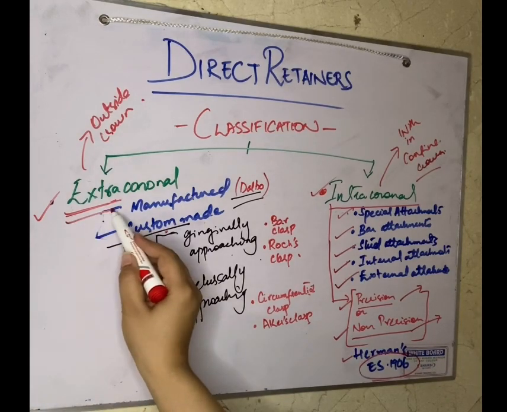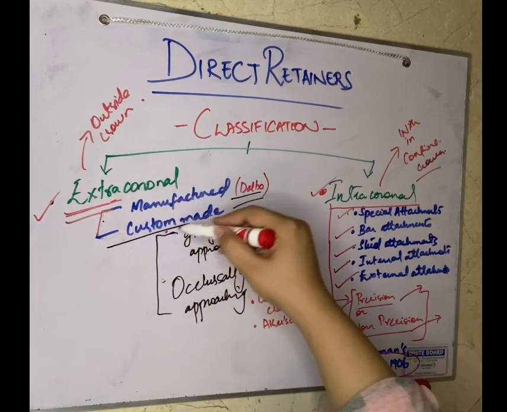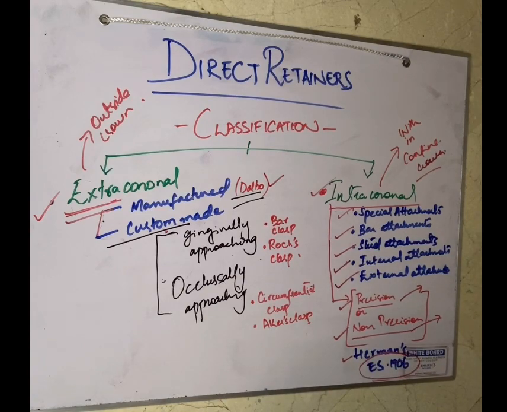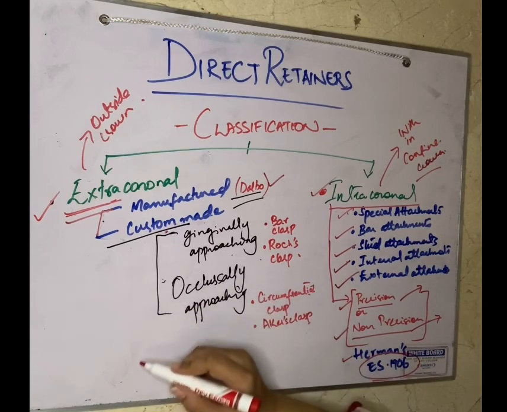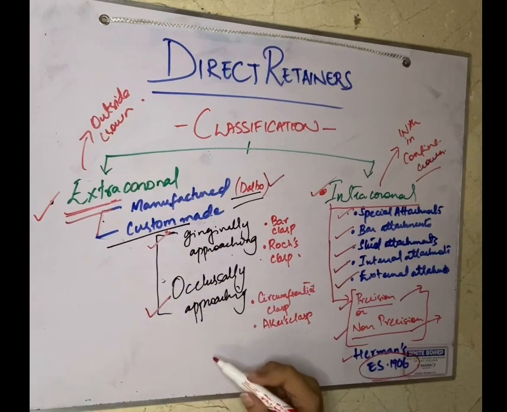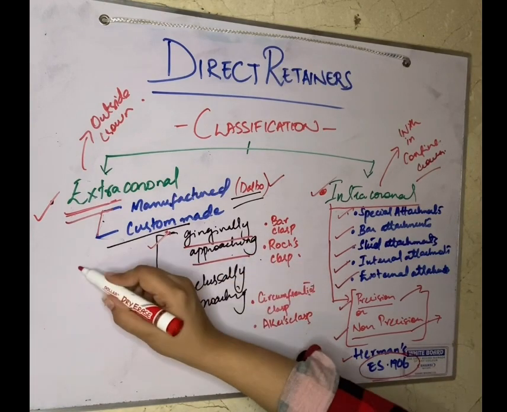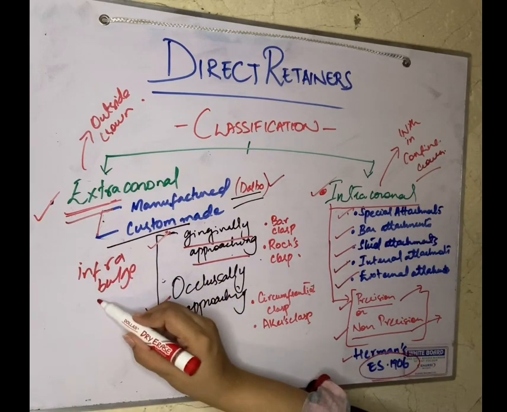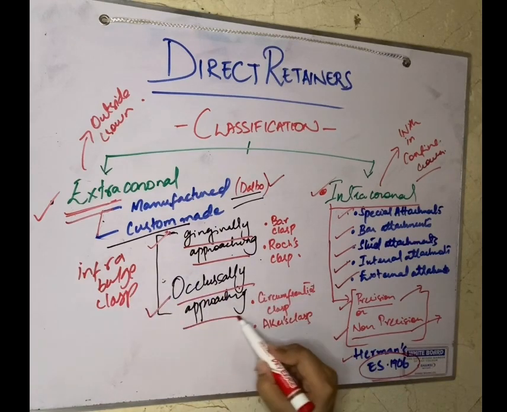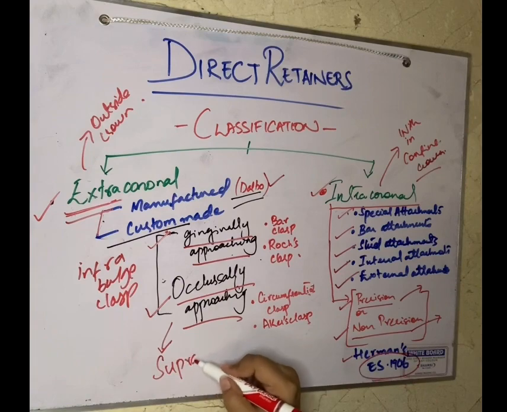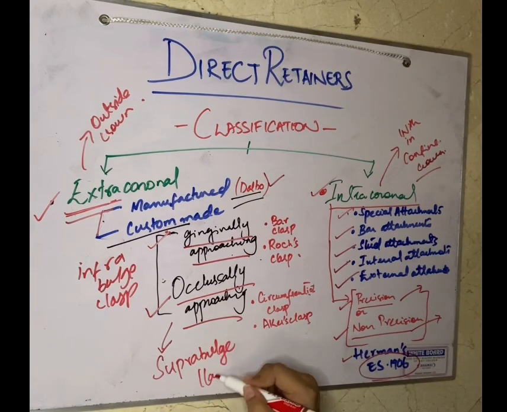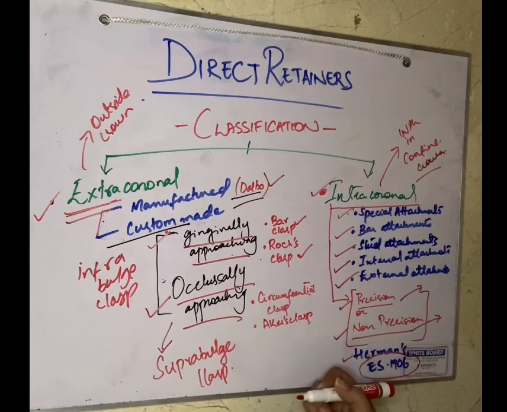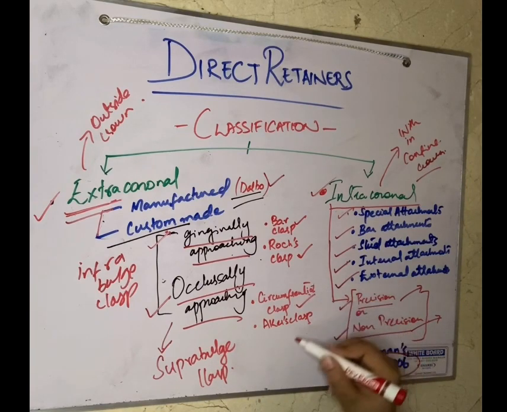Coming to the extracoronal attachments, they can be further divided into the manufactured forms and the custom made forms. The manufactured form is often done by a company such as Dalbo, whereas the custom made form is further divided into gingivally approaching and occlusally approaching. Another name for gingivally approaching is infrabulge. You must have heard of the infrabulge clasp. Another name for occlusally approaching is suprabulge clasp. The infrabulge clasp examples are the barclasp and roachclasp, whereas the suprabulge clasps are the circumferential clasp and the Akers clasp.